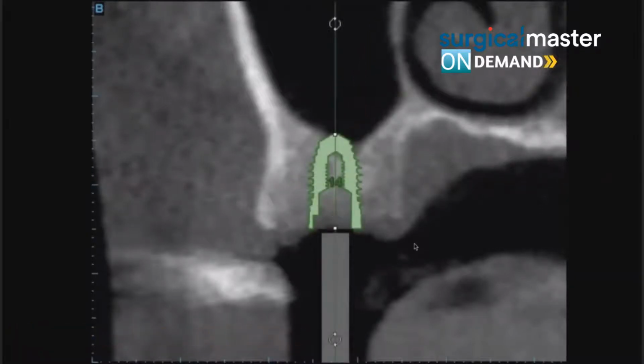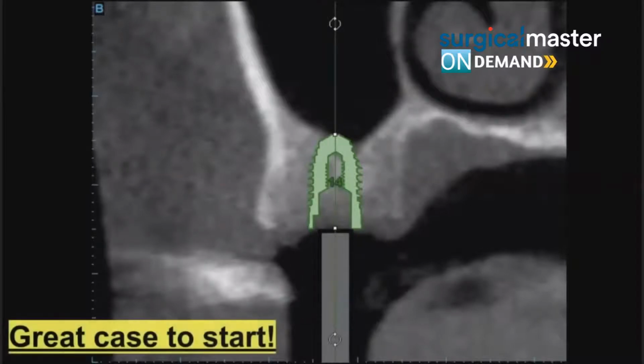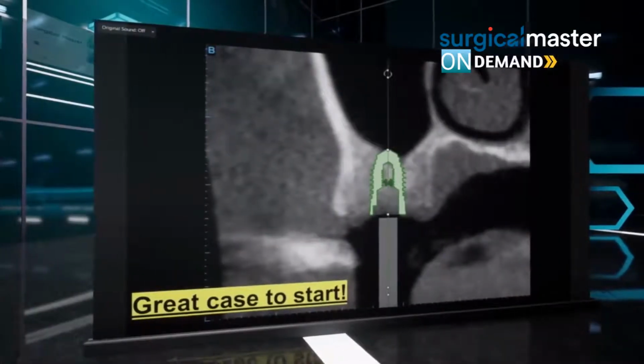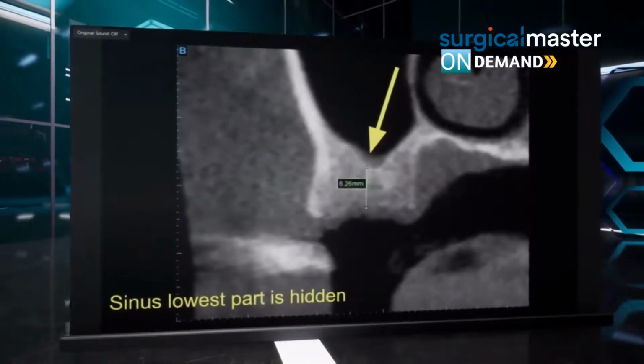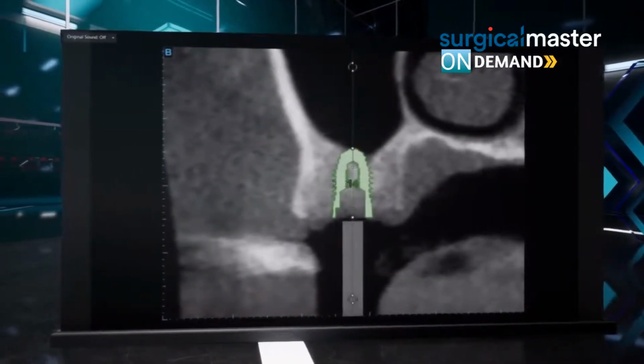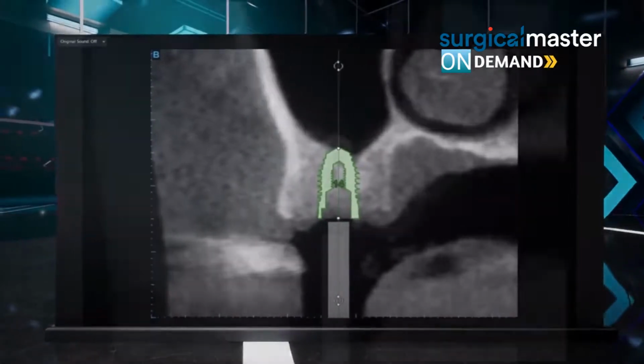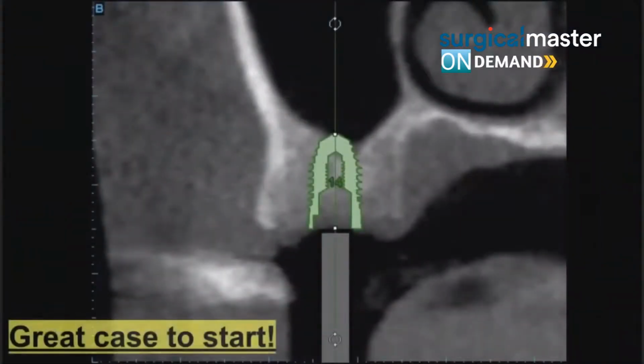So when you plan your implants, if you have, for a molar, at least 8 millimeters of height, which is borderline, and we have enough width, then we need to do a minor sinus lift. And this is a great case to start. Take a look at it again. We have a ridge height of about 6 millimeters. We need to do a minor sinus lift.